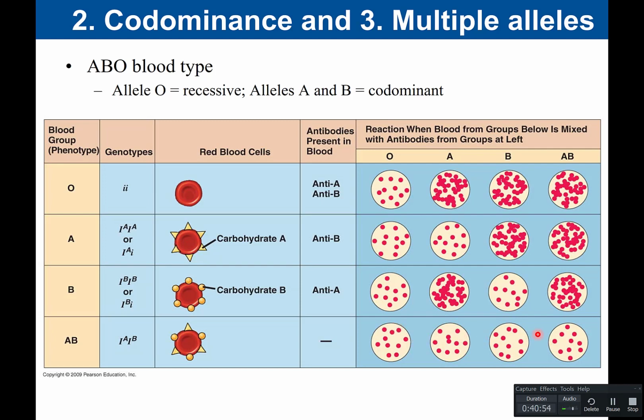AB is what we call the universal recipient. They can receive blood from anybody, right? They can receive blood from anybody.